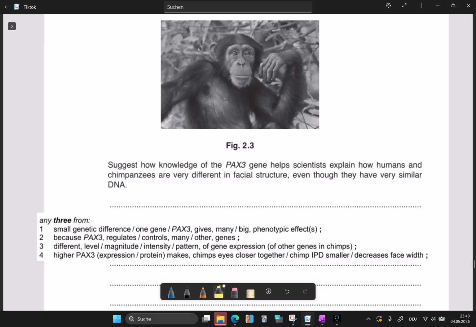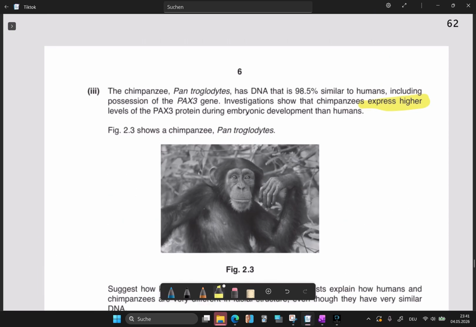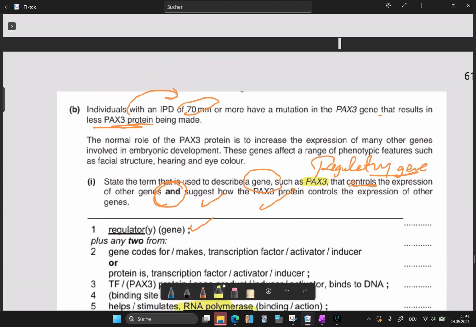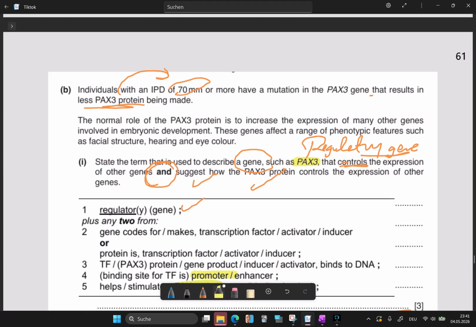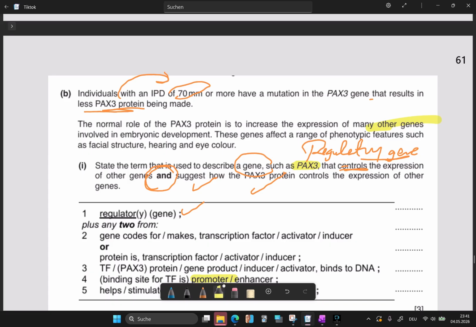Okay, so here is something important. We know that regulatory proteins do not have that major effect because they only control, they do not contribute to a direct protein, like a structural one. But in this case, he did say that the role of this protein is to increase the expression of many other genes involved in embryonic development. Okay, and those genes control facial structure and hearing and eye color. Okay, so there are a lot of genes that control many major aspects of our looks.